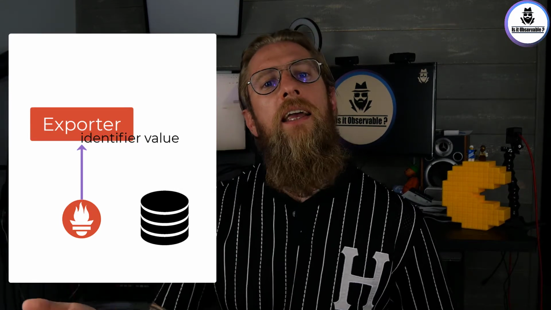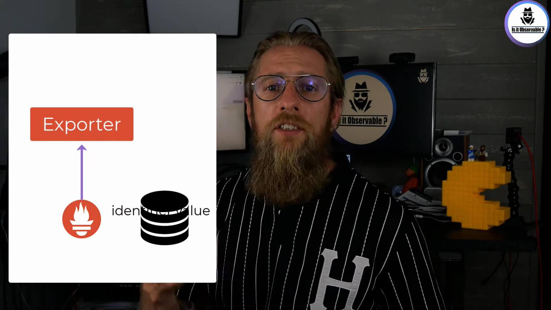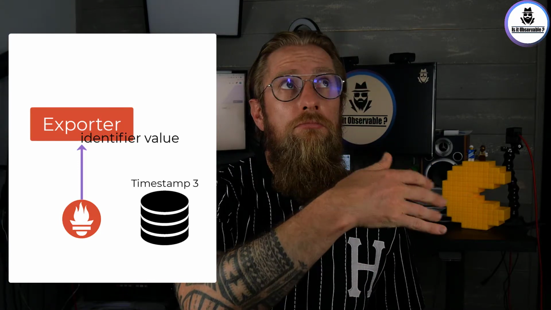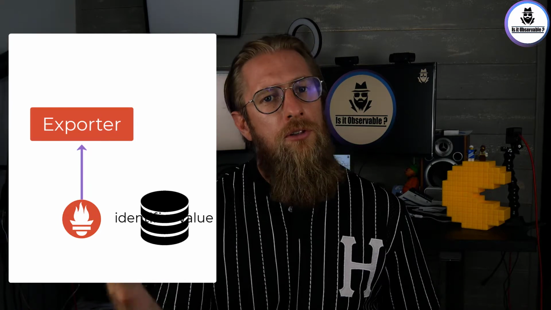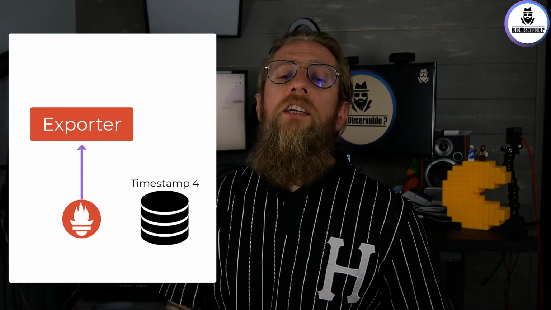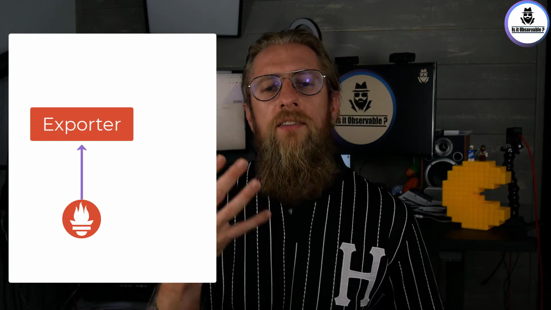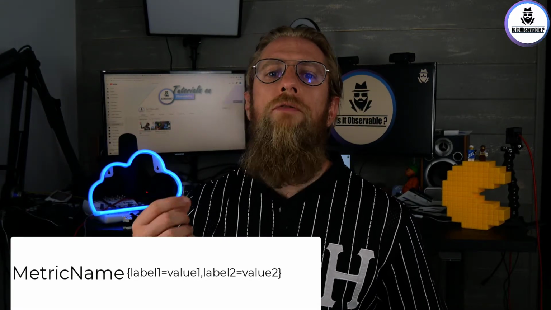So at the end of the day, we can say that in the Prometheus storage, we will have timestamp 1, value 1 for metric A, for example. And then same thing, timestamp 2, value 2, timestamp 3, value 3, and so on. So the structure of the identifier will, of course, have a metric name, but in Prometheus, you also have the notion of labels.